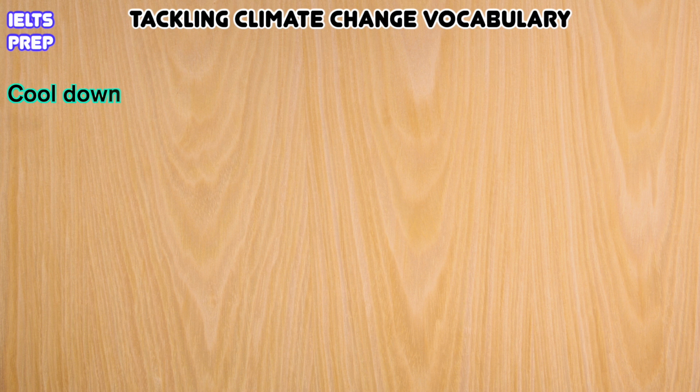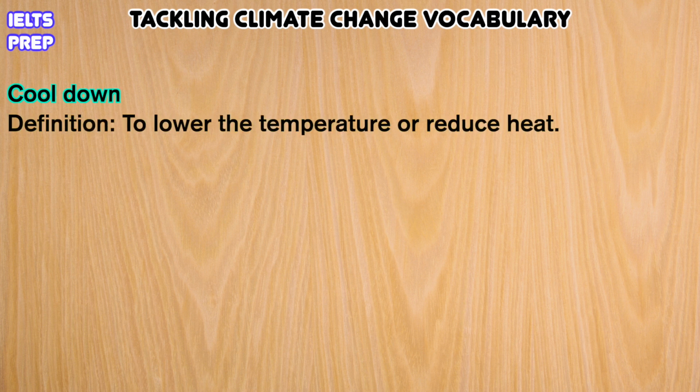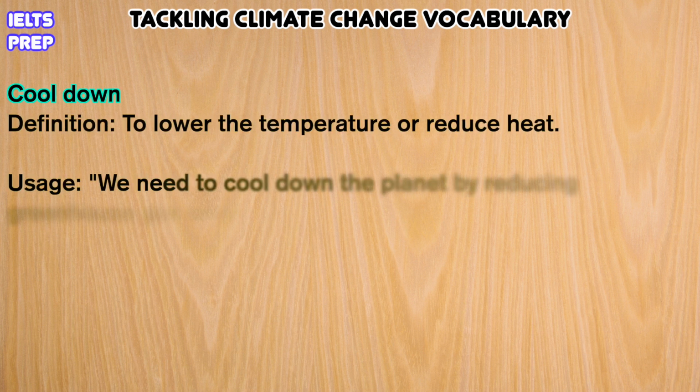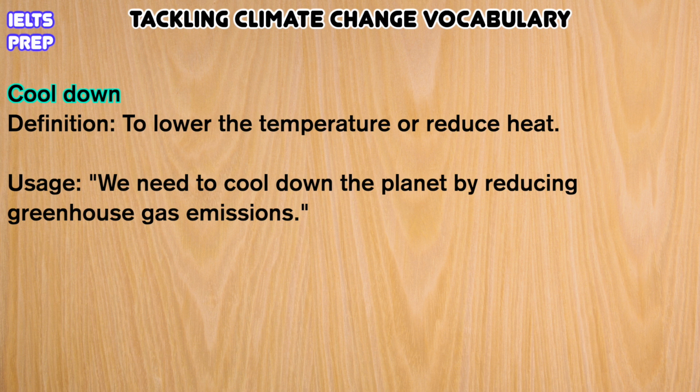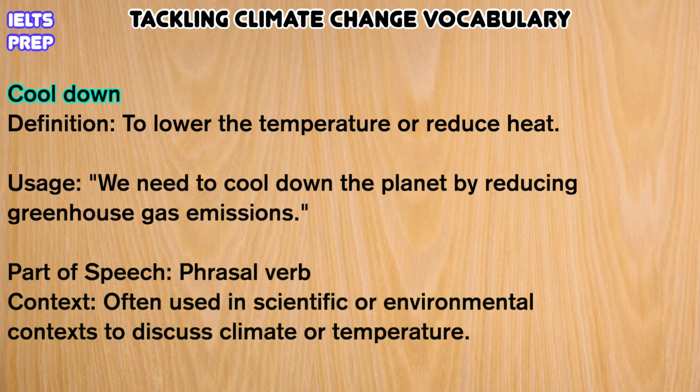Cool down. Definition: to lower the temperature or reduce heat. Usage: we need to cool down the planet by reducing greenhouse gas emissions. Part of speech: phrasal verb. Context: often used in scientific or environmental contexts to discuss climate or temperature.